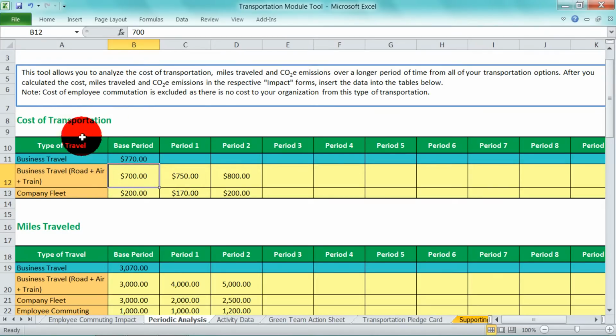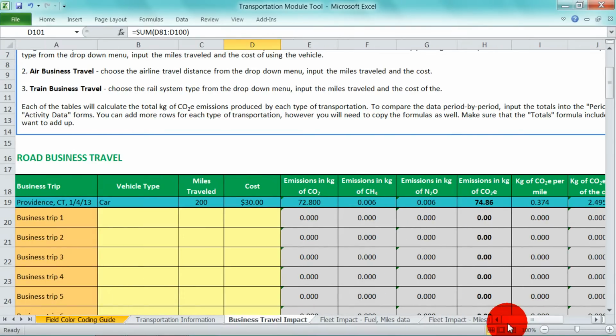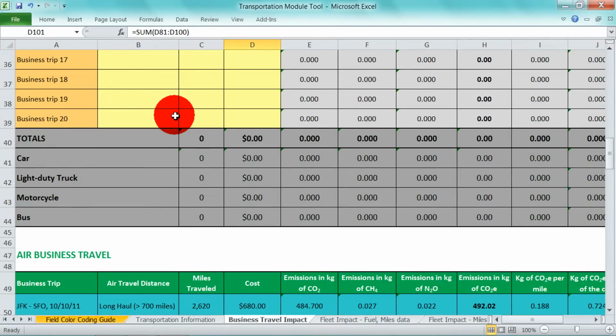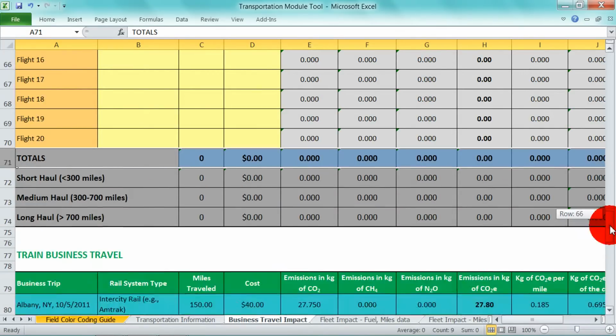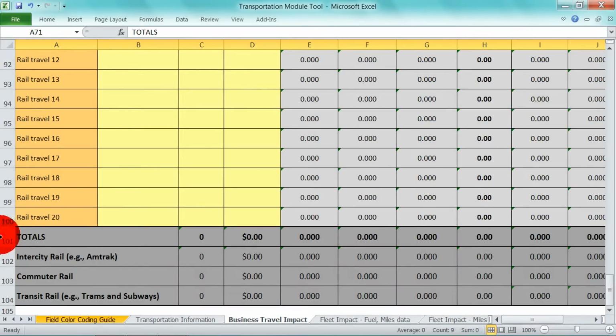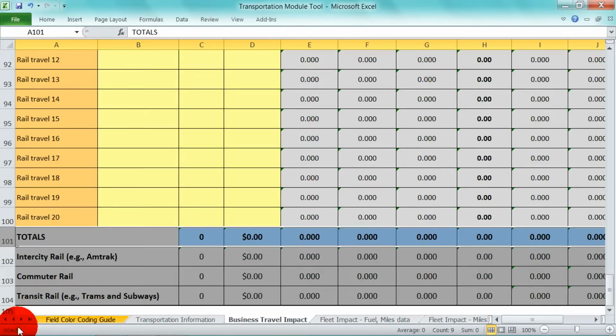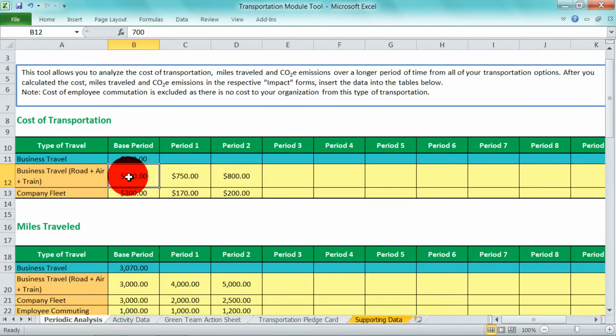So first one is cost of transportation. For business travel, you will need to input the totals for all road, air, and train together. So if we look at the business travel impact sheet, you will need the totals. You will need to sum the totals for road business travel. You will take the totals, total cost, total miles, total emissions, and you will add to it total emissions for your flights, for your air travel, as well as total emissions for your train travel. And then you will input that number into the periodic analysis form for cost, miles, and emissions.